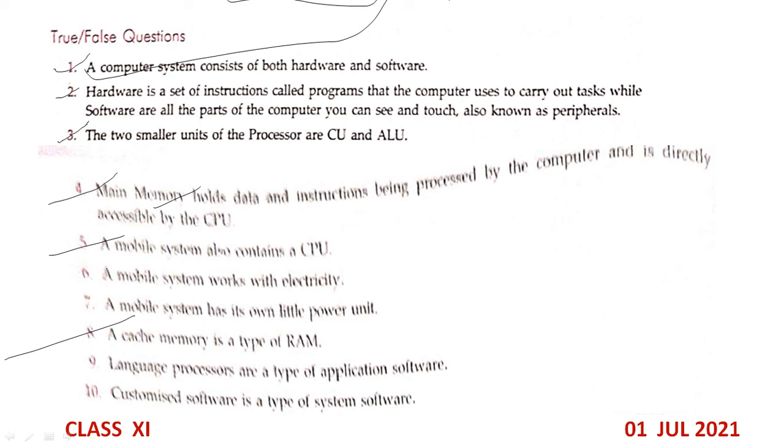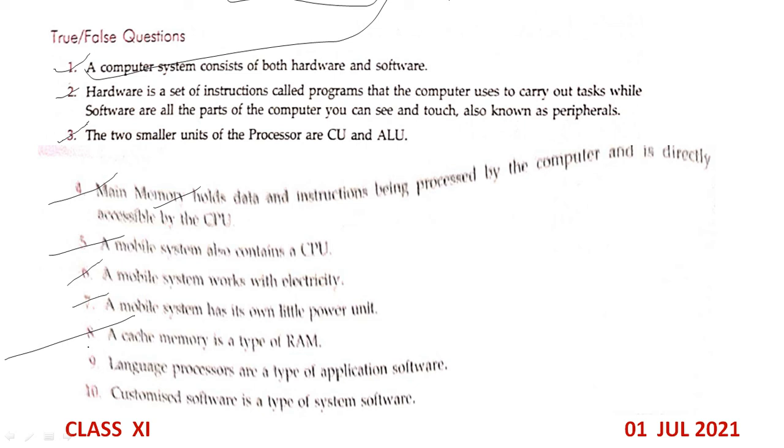Okay, question number 6, a mobile system works with electricity. No, it works with a battery. It will not work with electricity alone; as and when the battery goes down, using electricity we can charge it, but it works with a battery. A mobile system has its own little power unit. 100% true. That is called the battery.